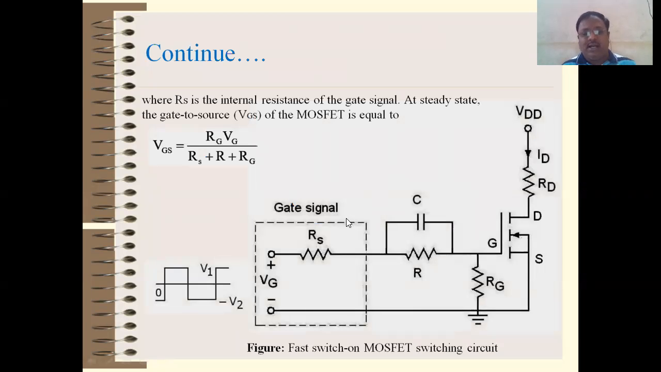One capacitor and resistor are connected in series with the gate signal. Because of this capacitance, which is a low value capacitance, the capacitor is short circuited when your input changes from 0 to 5 volt, because at that time the change of voltage is very large. Directly you are changing voltage from 0 to 1, right? At that time the capacitive reactance of this capacitor C is very small.